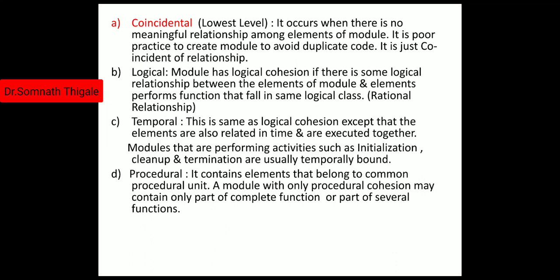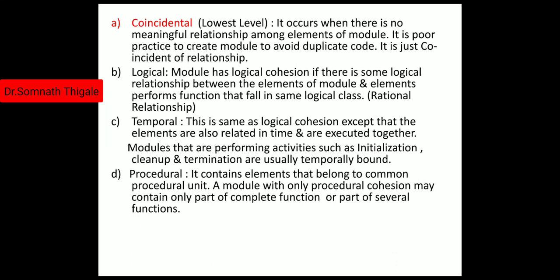Temporal: this is the same as logical cohesion, except that the elements are also related in time and are executed together. Some of the modules come together for the time being for an activity and just exchange some kind of information between them. That type of relationship we call a temporal relationship. After completion of that process, the relationship ends, so it is named temporal cohesion. That is the third level.